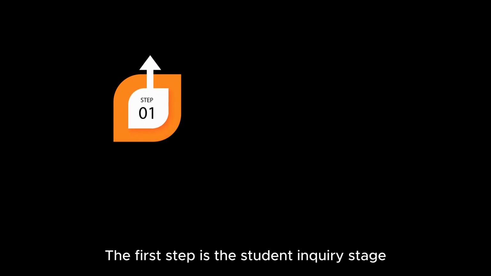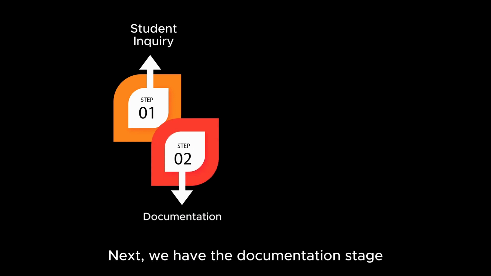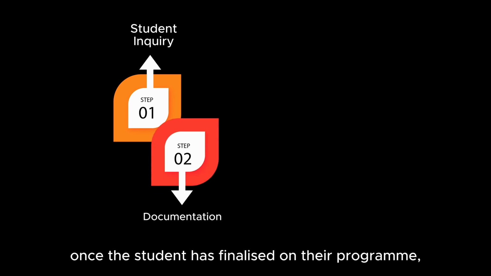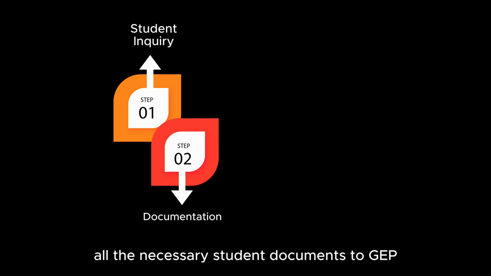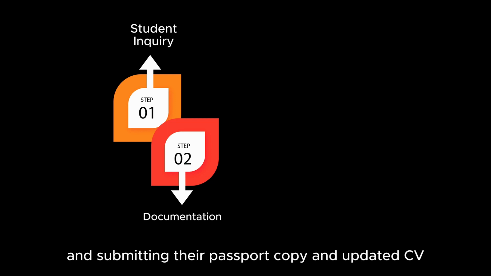The first step is the student inquiry stage. Here, the partner will have a one-on-one session with the student in order to identify their needs and to find the best possible program option. Next, we have the documentation stage. Once the student has finalized on their program, the partner must submit all the necessary student documents to GEP. This includes filling the GEP application form and submitting their passport copy and updated CV.